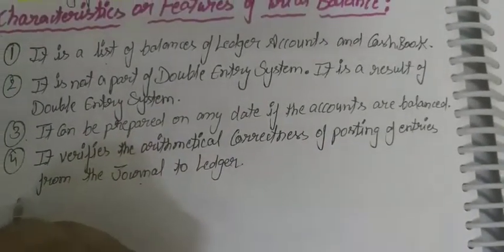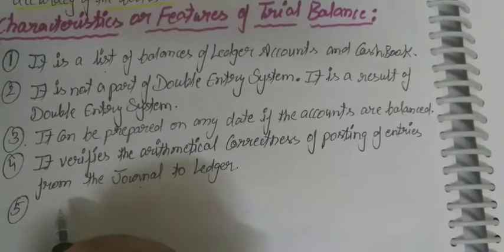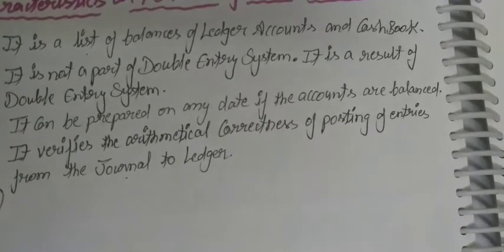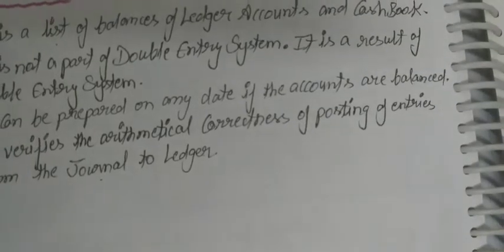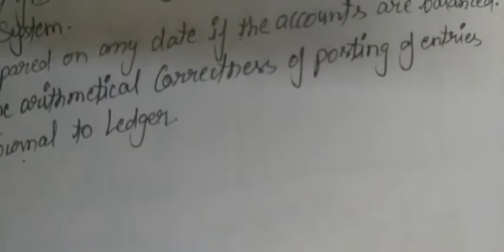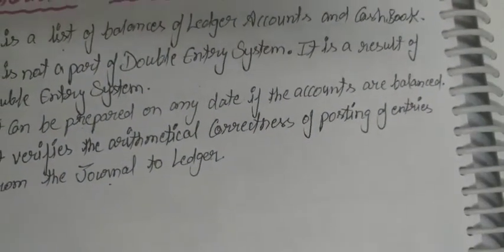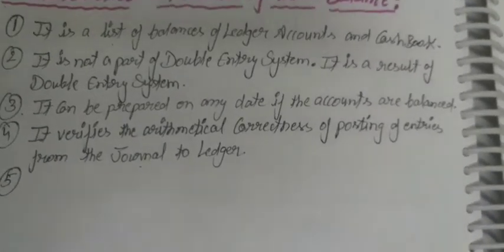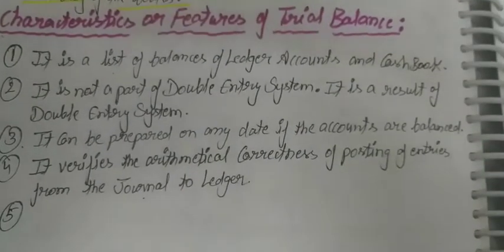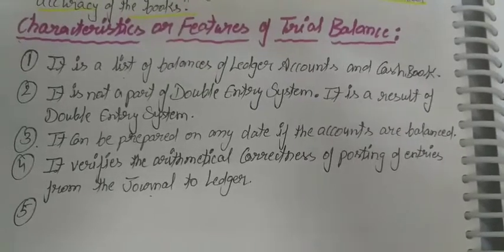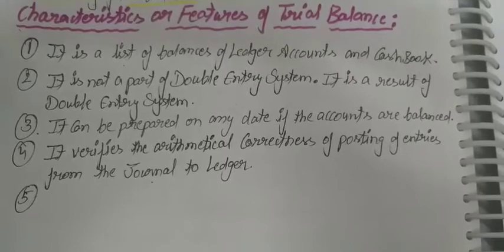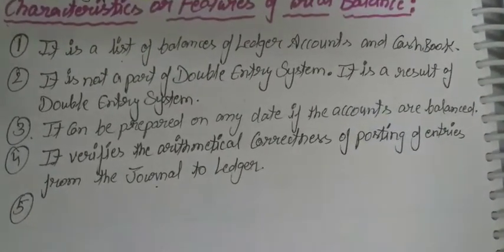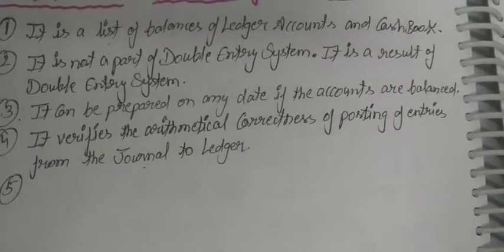Next, the fifth feature: it is not a conclusive proof of the accuracy of the books of accounts, since some errors are not disclosed by the trial balance. Whenever some errors are there in the business, those errors cannot be disclosed.